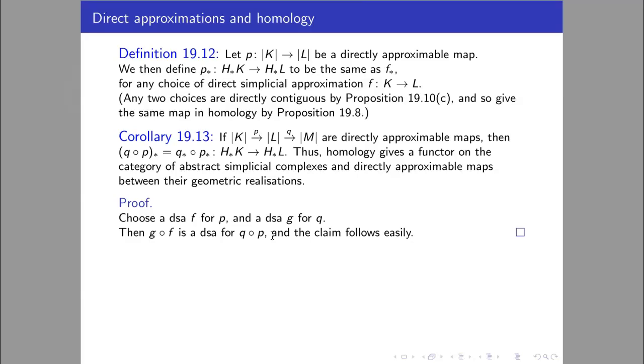So that shows us that homology behaves very well for directly approximable maps. Of course, not every map is directly approximable. We'll have to deal with that later. We have a theory of indirect approximations, but that will do for the minute.